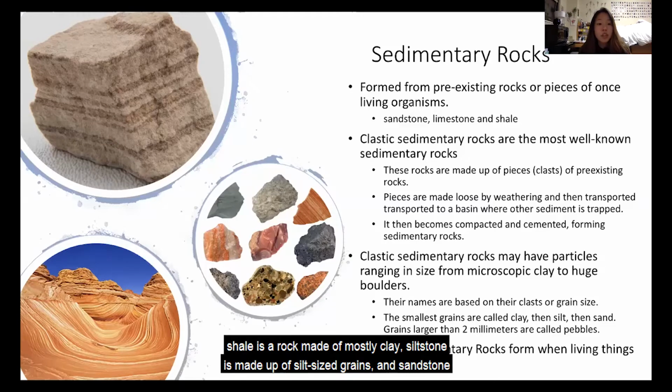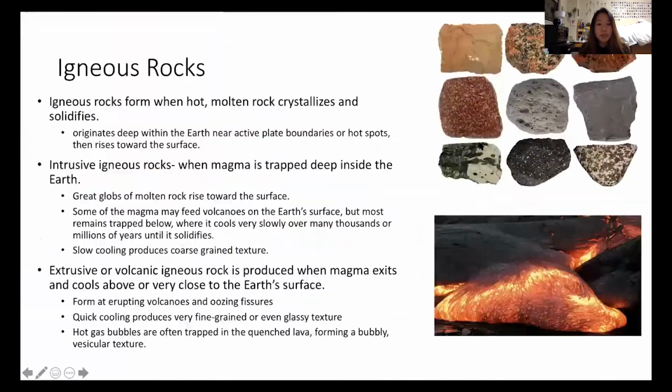For example, shale is a rock made of mostly clay, siltstone is made up of silt-sized grains, sandstone is made up of sand-sized clasts, and conglomerate is made of pebbles surrounded by a matrix of sand or mud. And finally, we have biologic sedimentary rocks that form when living things die.